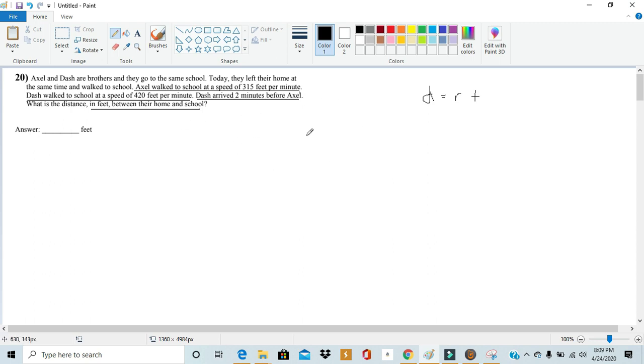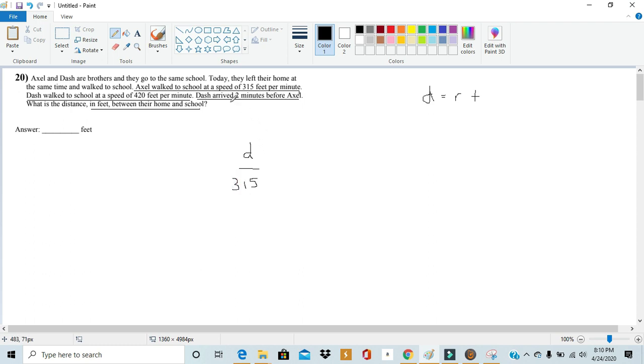Now, the first thing is to set up a variable. The most logical variable in this case would be the distance as d, because anyways, that's what we're trying to find out. As soon as we find out the value of our variable, we're going to solve the problem. So the first move would be to label our distance as d. Now in order to find the time, since distance equals rate times time, we can find time by dividing rate from distance. So we can find the time Axel got to school by dividing d by 315.